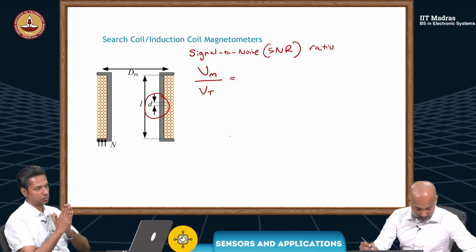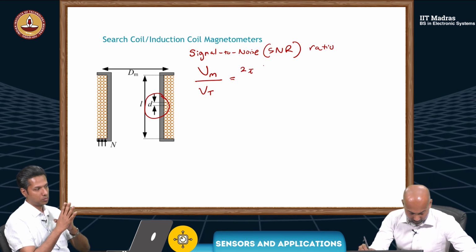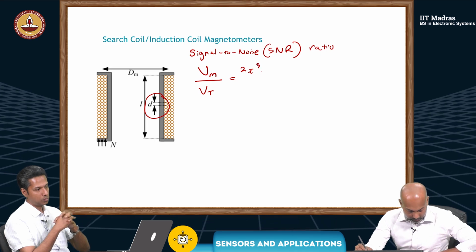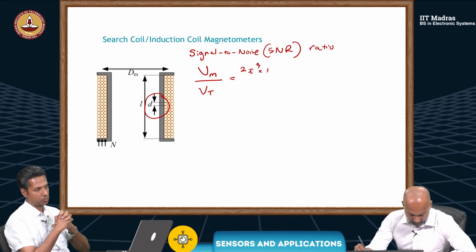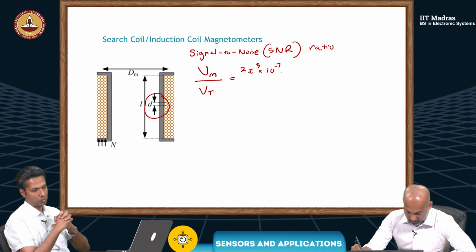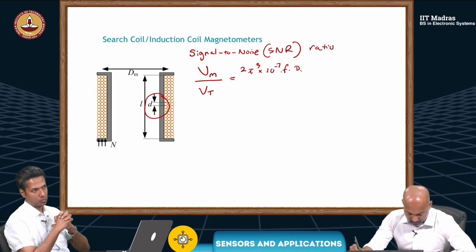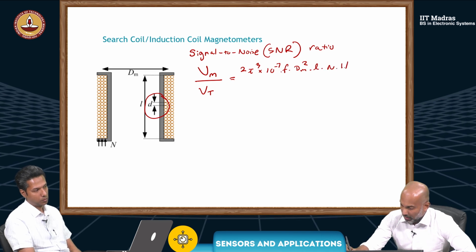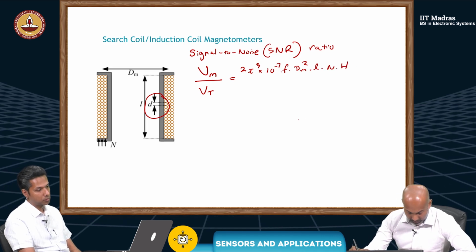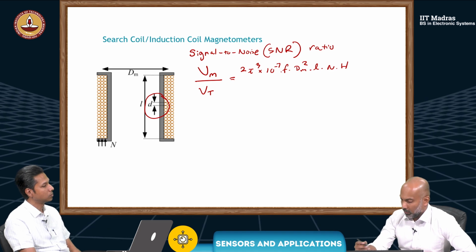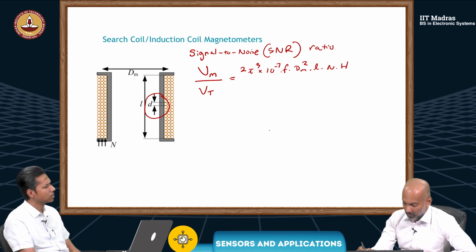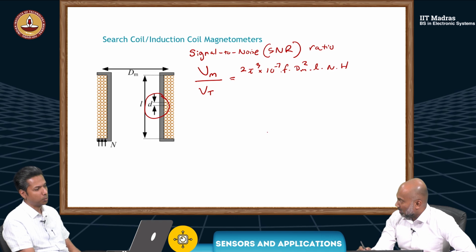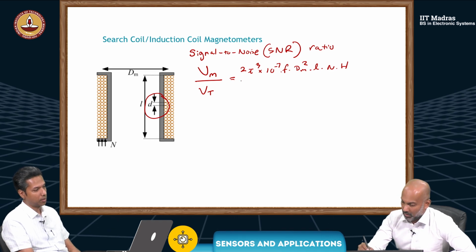Now, what happens if, let's say, F, and then we had DM squared, we had L, N, and H. We are still working with H instead of B. Okay. So in case.